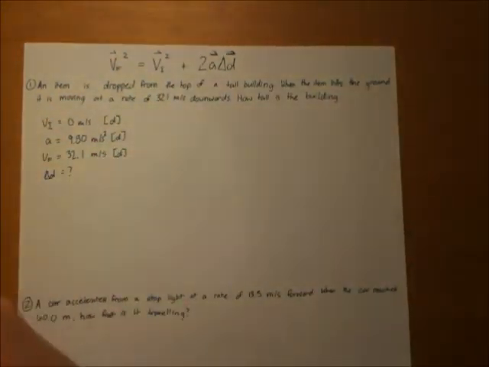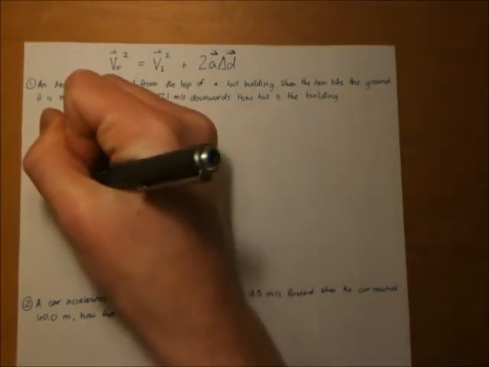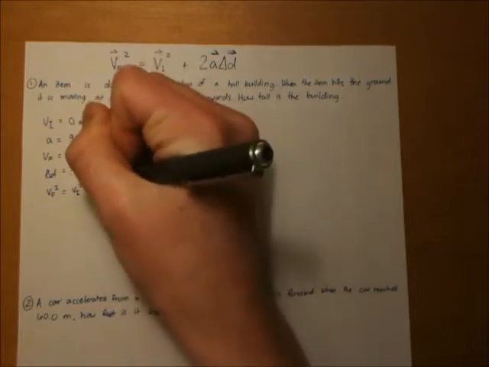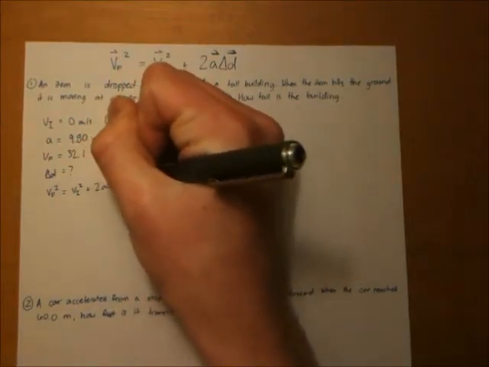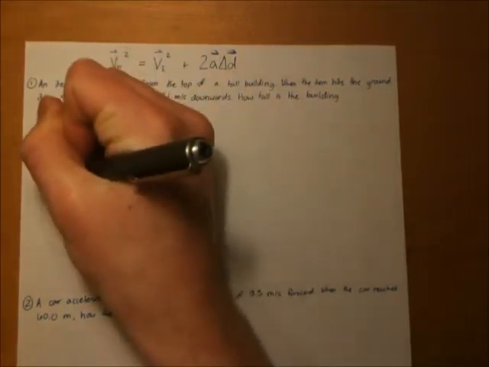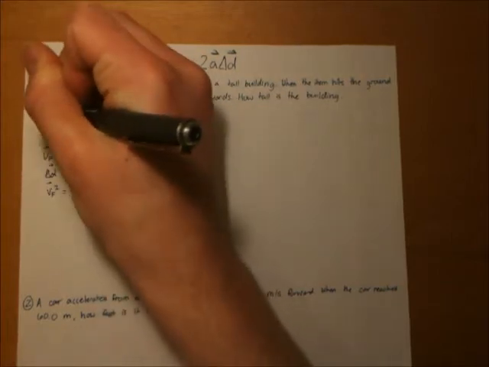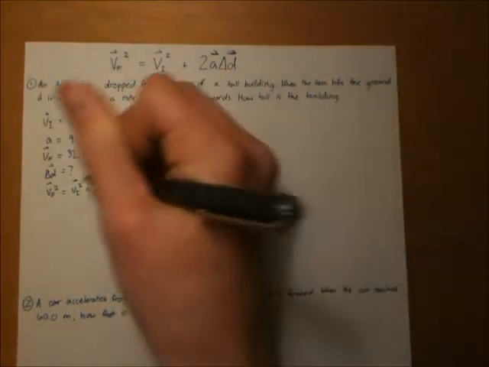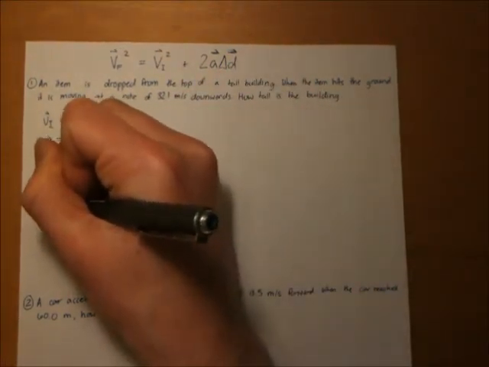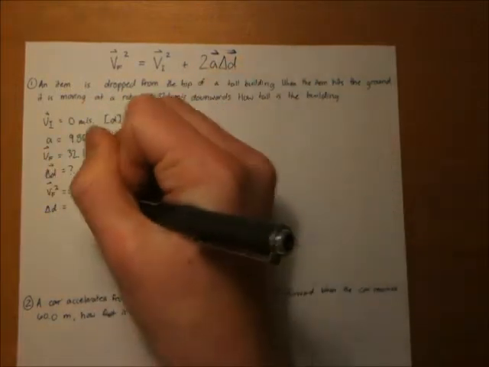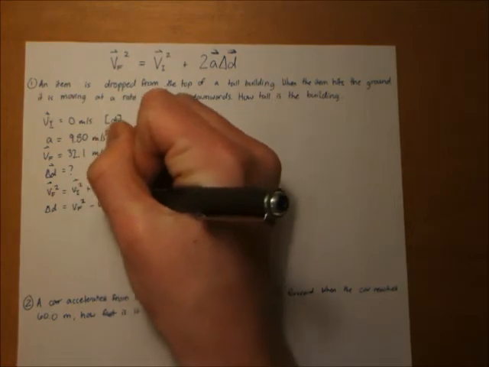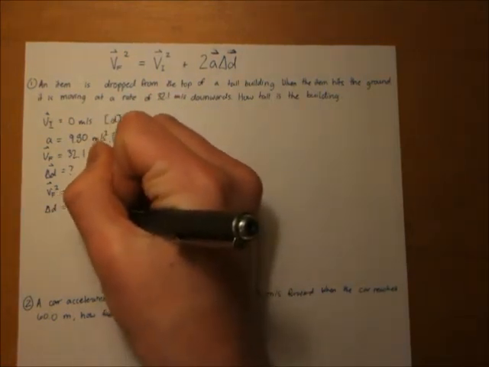After this, write down your original equation. Velocity final squared is equal to velocity initial squared plus 2 acceleration distance. Make sure to write down your vector arrows. Now, the next thing to do is to rearrange this equation to solve for distance. Here it is: delta d equals vf squared minus vi squared over 2a.